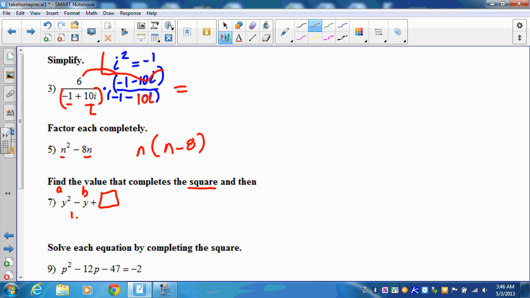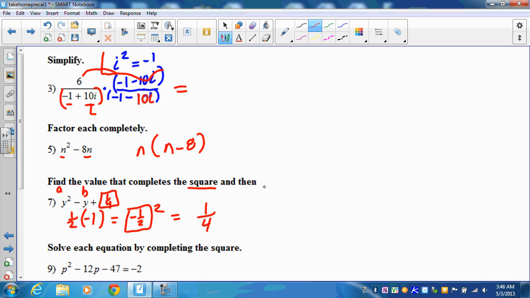To complete the square, you always take half of the b term. So half of a negative 1 equals a negative 1/2. And then you square that value. So if you square the top, you get positive 1. And if you square the bottom, you get a 4. So the answer here is 1/4.